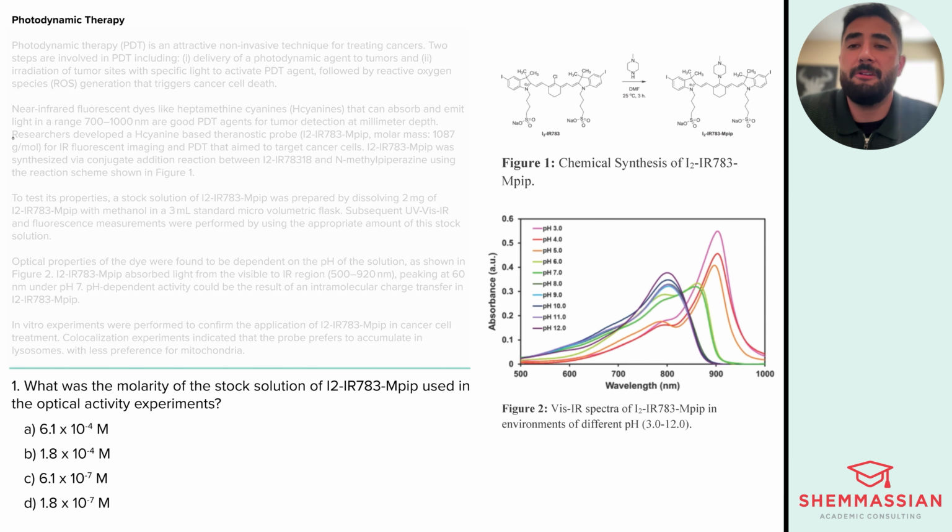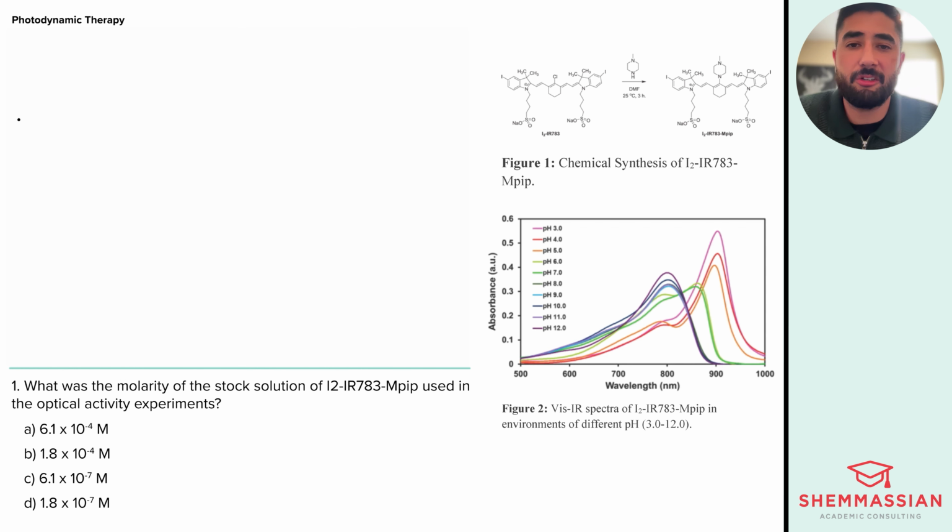And so keep in mind, the passage does state that the mass of MPIP used was 2 milligrams, and it created a stock solution along with the volume of liquid. That mass was dissolved in 3 milliliters. So molarity is defined by the number of moles of a given substance per liter of a solution.